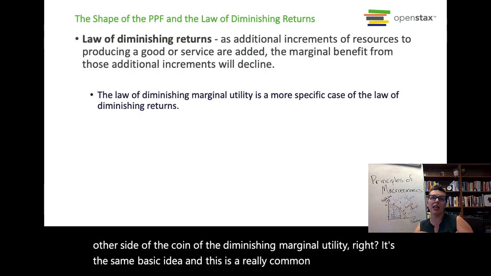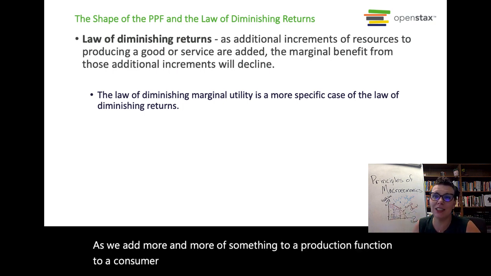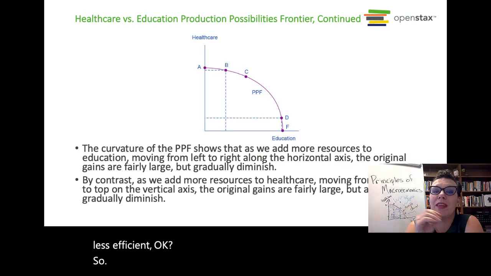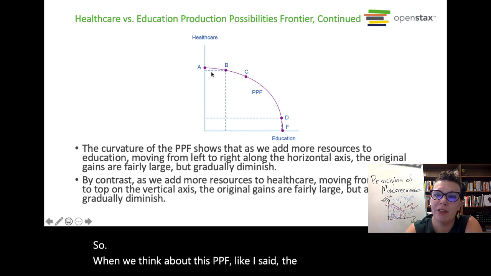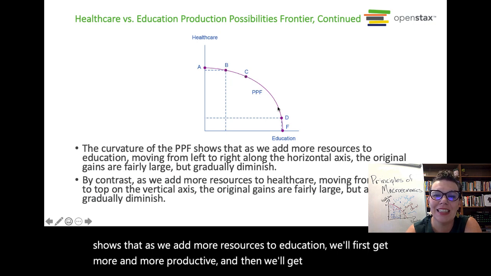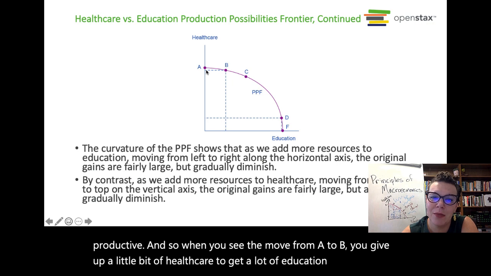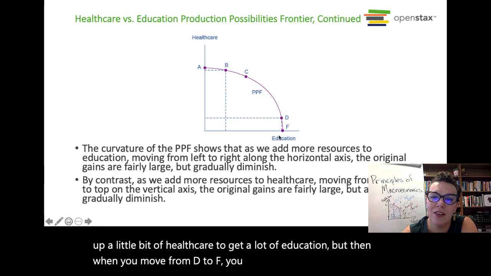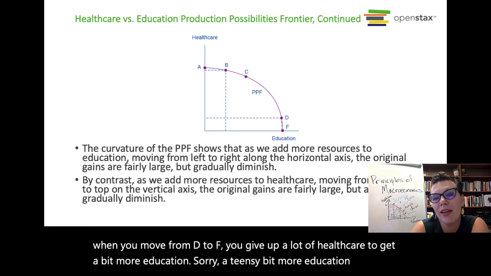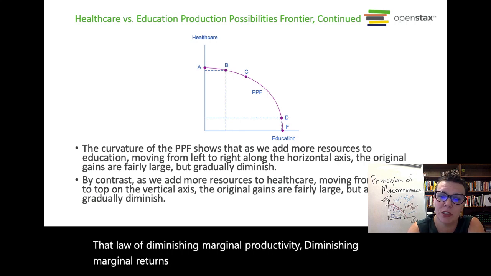And this is a really common idea in economics, the idea that as we add more and more of something to a production function, to a consumer, to any situation, it's going to tend to get a little bit less efficient. Okay? So, when we think about this PPF, the curvature of the PPF shows that as we add more resources to education, we get less and less productive. And so when you see the move from A to B, you give up a little bit of healthcare to get a lot of education. But then when you move from D to F, you give up a lot of healthcare to get a teensy bit more education. And so that's showing us that law of diminishing marginal productivity, diminishing marginal returns to resources.